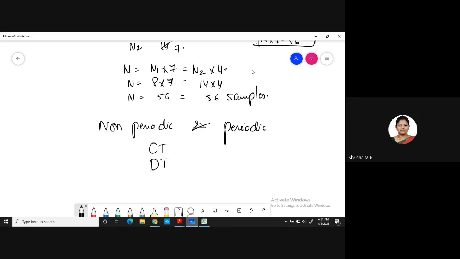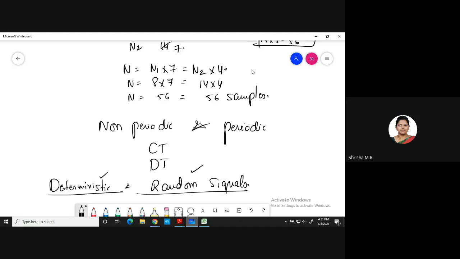So the next topic is different classification of signals: deterministic and random signals. You just have to know what is a deterministic signal and what is a random signal, that's all. You don't have any problems on this. After this, we have even signal and odd signal. Here you have problems on even and odd signals, with respect to waveforms also.